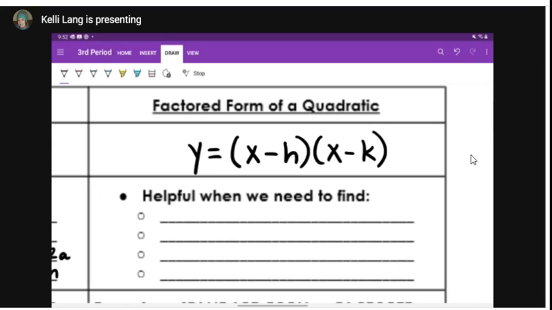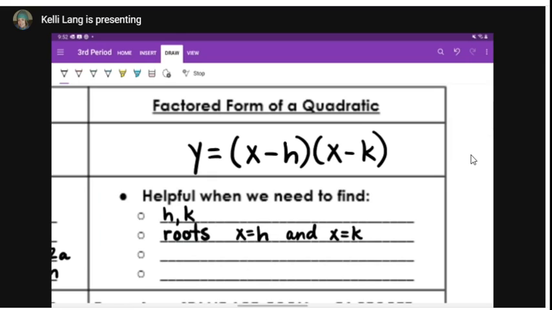Now, h and k are just numbers, but they're very important numbers that, again, give us some very valuable information about the features of a quadratic. So h and k are the first important things that this form helps us find. Well, what do h and k help us determine about the quadratic? And that would be the roots. Specifically, the roots are, in fact, x equals h and x equals k. Given a quadratic written in this form, these two things are our roots.